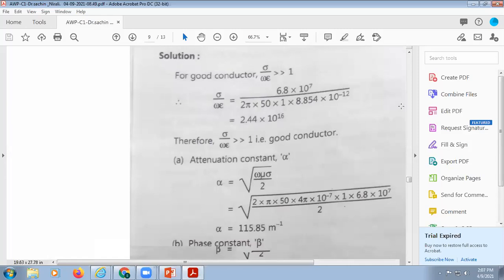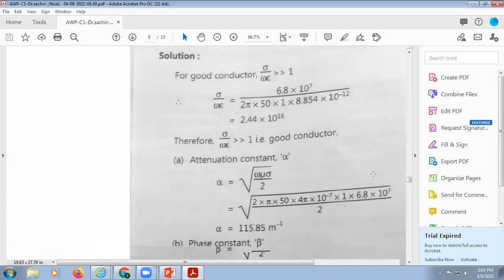Go for the A part, attenuation constant alpha. How we can calculate the alpha if the conductivity is given? Alpha is equal to root of omega mu conductivity divided by 2. Here there is no loss tangent condition as such. Directly they are asking about the attenuation constant. Okay. And the parameter given is the conductivity.